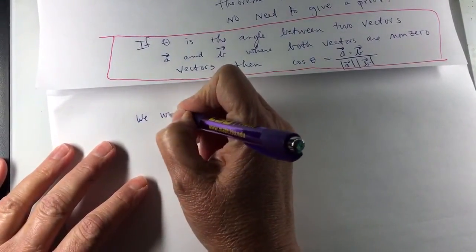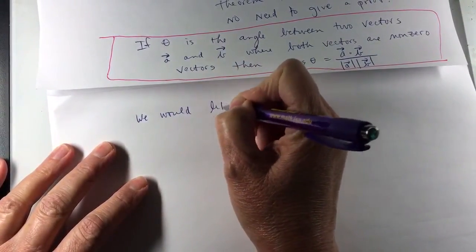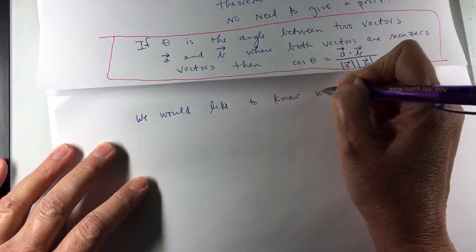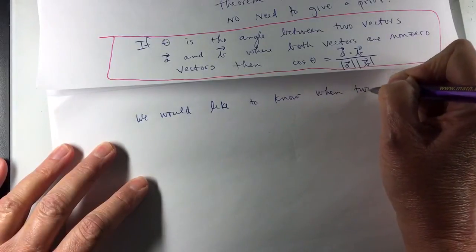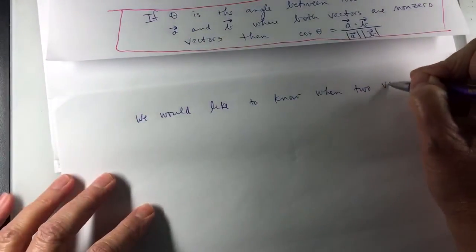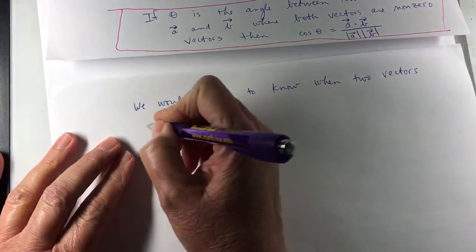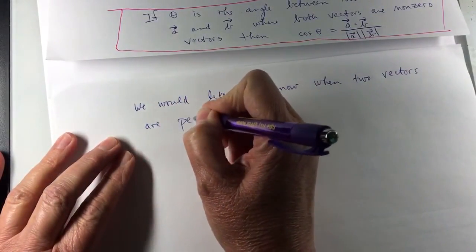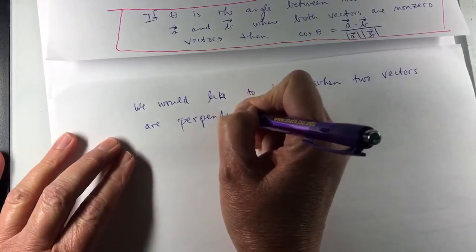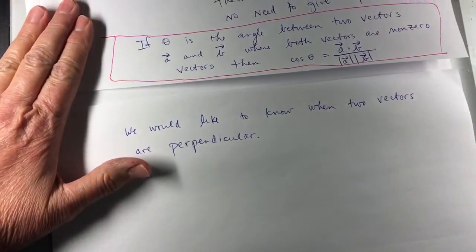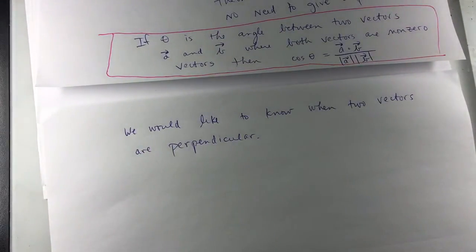We would like to know when two vectors are perpendicular. Now, I have this corollary up here, and now I'm talking about perpendicular.